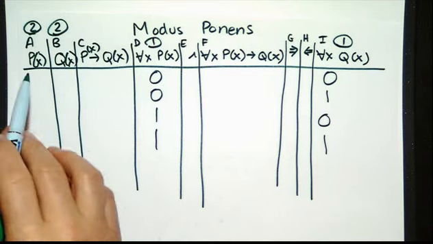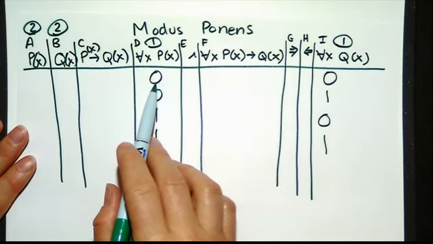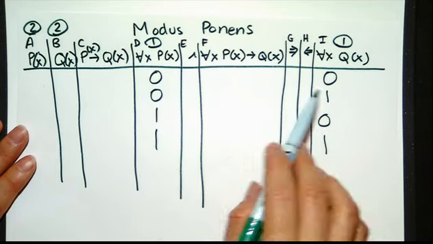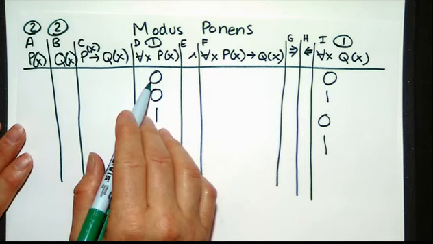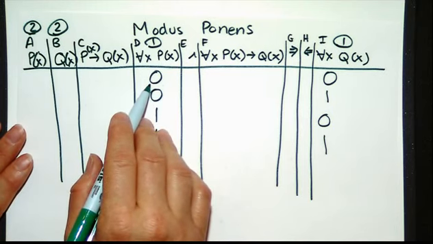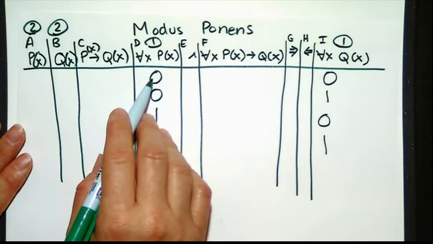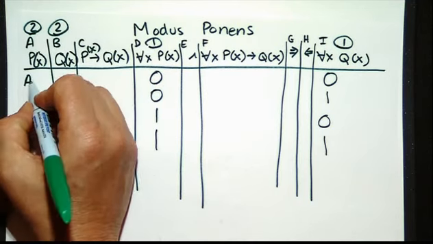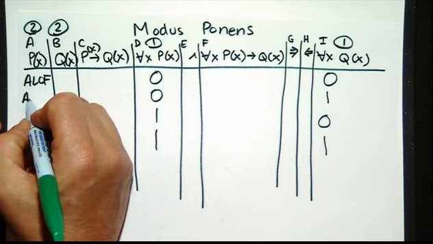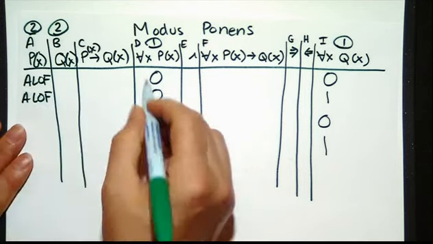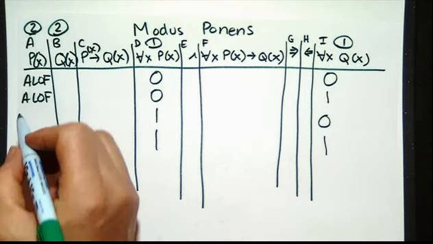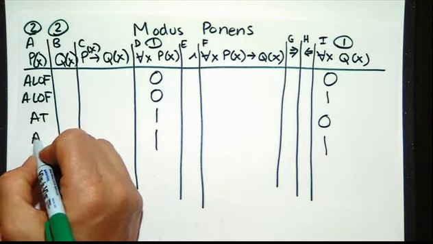Okay, so we can figure out A and B based on the truth values for all X, P of X in column D, and then column I for the Q of X. For column D, for all X, P of X is false. It only takes one false to make an every statement false, right? So it's at least one false for P of X in the first two rows. And then in the last two, for all X, P of X is true. That means that P of X is always true no matter what.